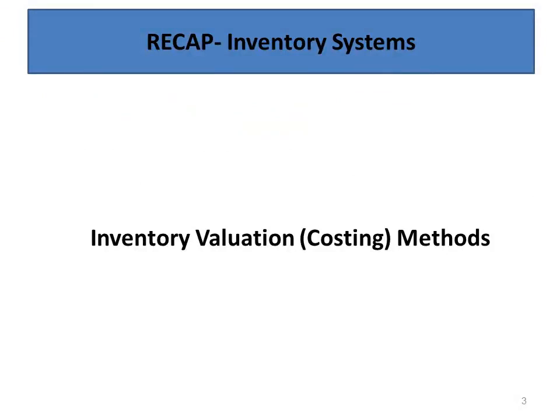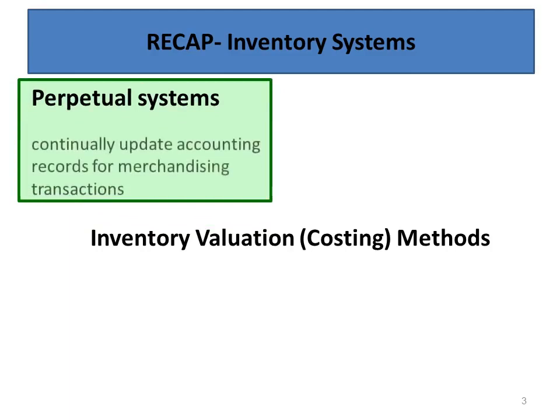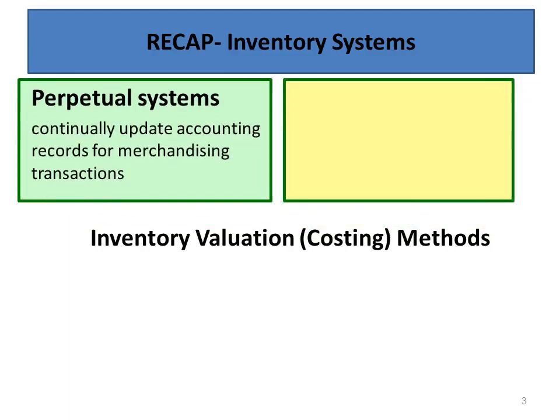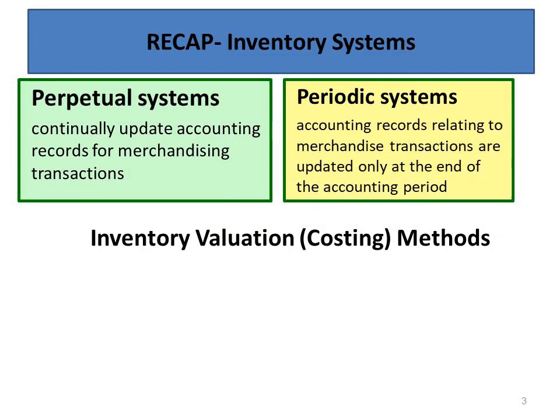Before we start the new content, I would like to make a quick recap of the concepts that we covered in lecture 5. First, we discussed the inventory systems that a company should choose from and apply, which are the perpetual system and the periodic system. We agreed that the perpetual system is the continuous update of the inventory record that the company maintains after each purchase or sale, while under the periodic system, the company will update the inventory records only once at the end of the month, the end of the period, or the end of the year.